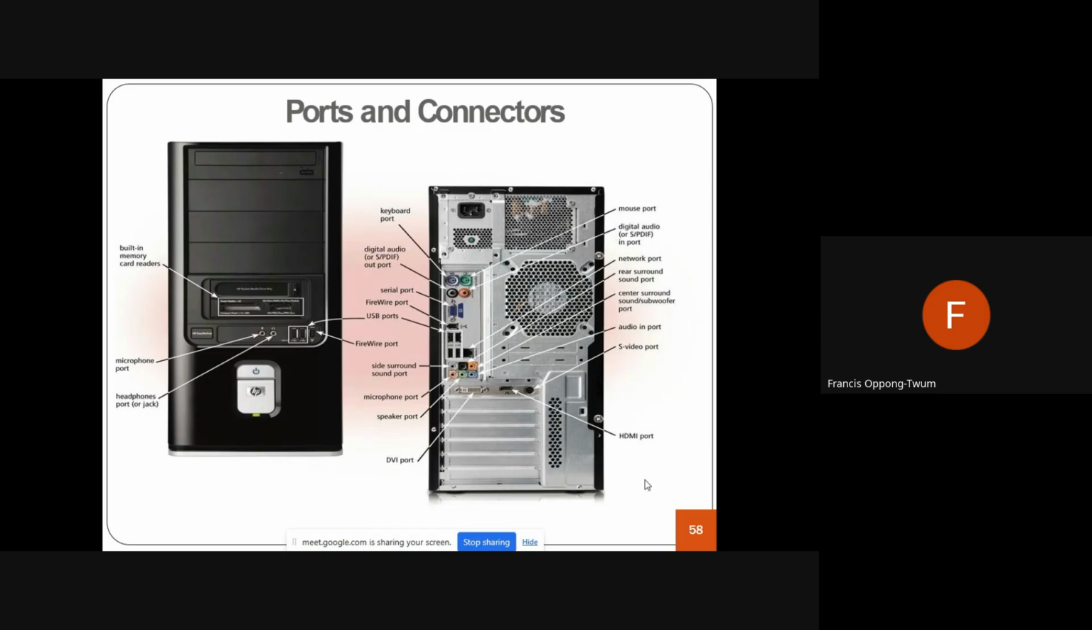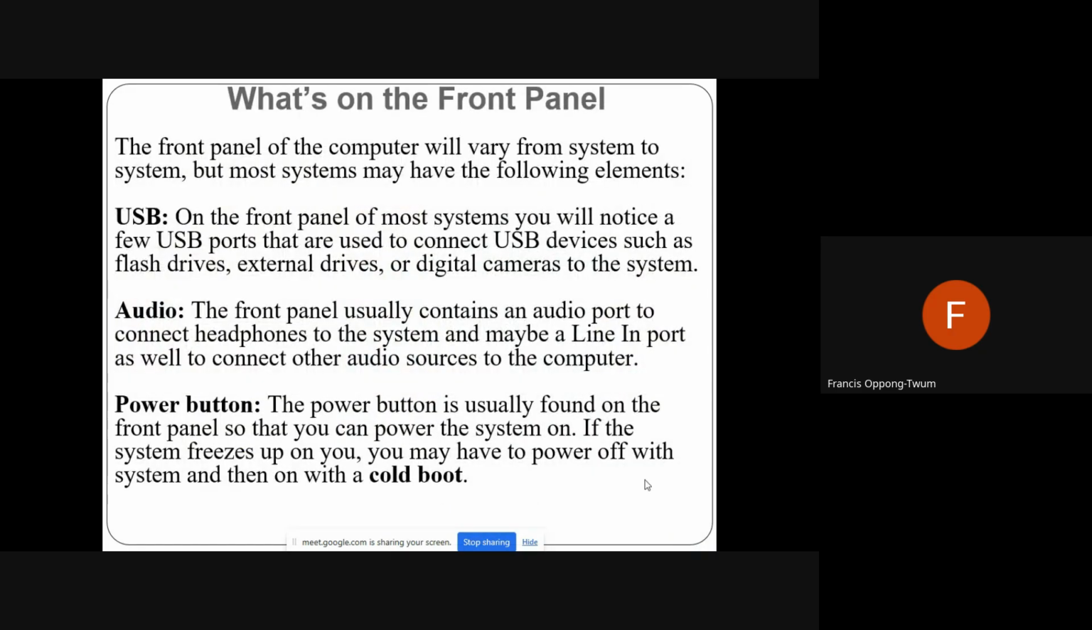So this is what we call the back, if you look at the computer, the outside of the box. These are some of the hardware components that you should be able to see. As a student of hardware, you should be able to identify most of these things and mention the name. So what is in front of the panel?